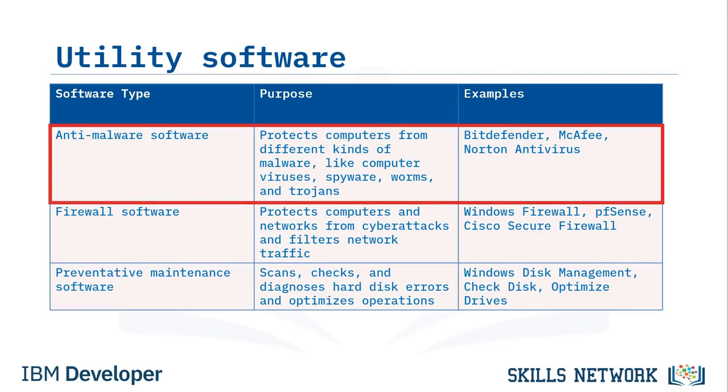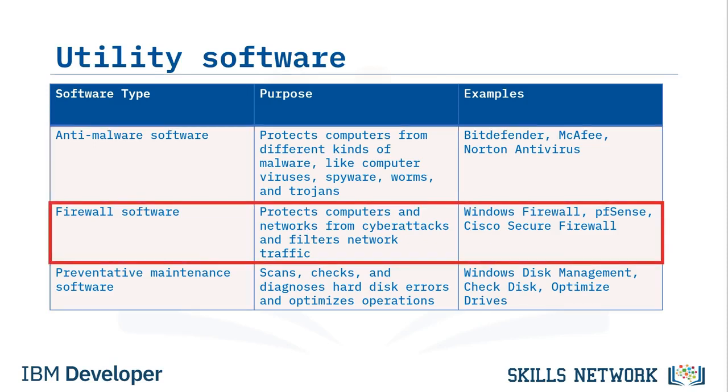Anti-malware software scans the computer and individual files for malware like viruses, spyware, worms, and trojans. Anti-malware looks for suspicious patterns of computer code. Once a threat is identified, the anti-malware software removes it or quarantines it. Examples are Bitdefender, McAfee, and Norton Antivirus.